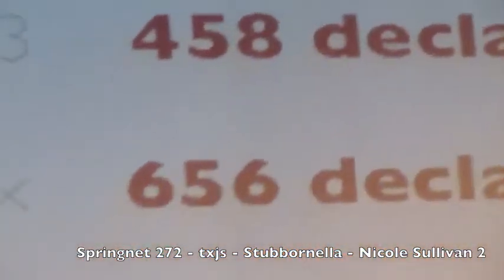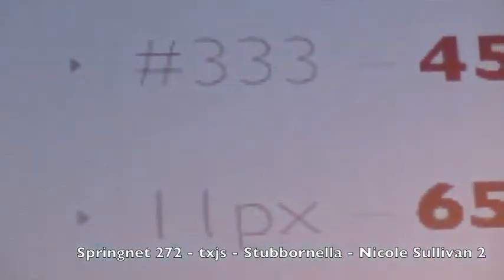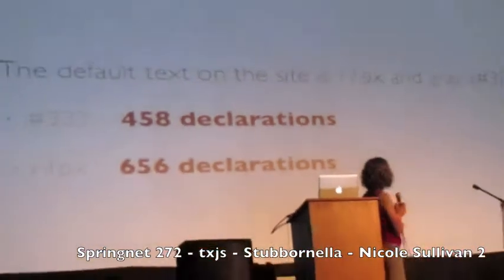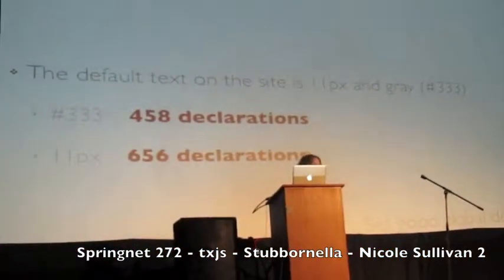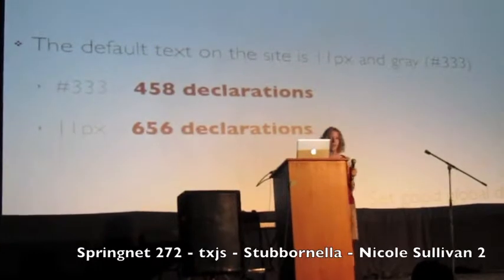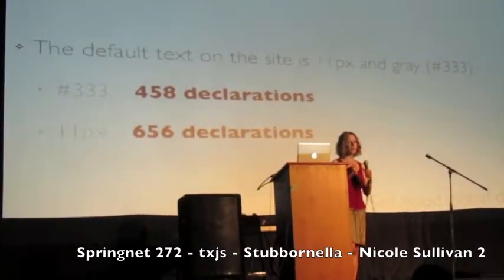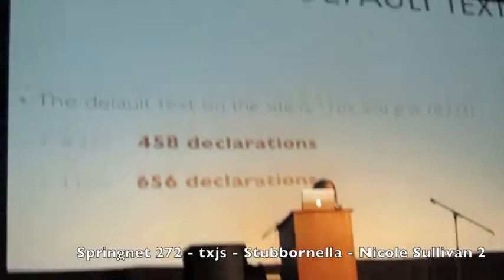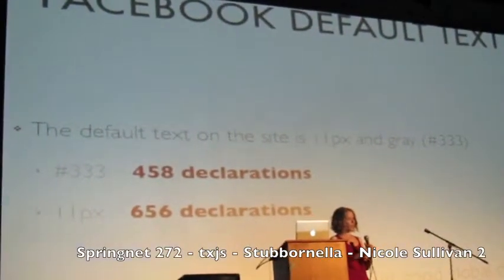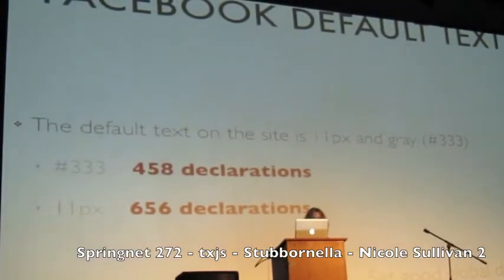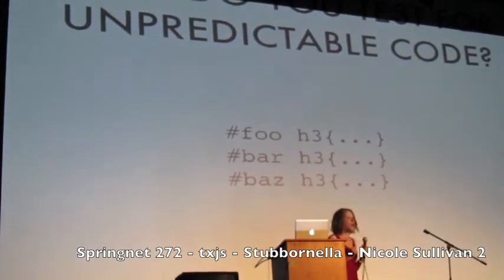Facebook did this. For example, they didn't have any default settings for their text size. So the default text on the Facebook website is 11 pixels, and it's #333 gray. But they didn't have a default set. So what happened is they ended up with 458 declarations of their default gray. They ended up with 656 declarations of 11 pixels. So this is the kind of stuff that we started to unravel, what exactly had happened with the CSS styles. Basically, for every little chunk of the page, things were getting rewritten and rewritten and rewritten because the good defaults hadn't been put into place. So how do you know if you have that problem?